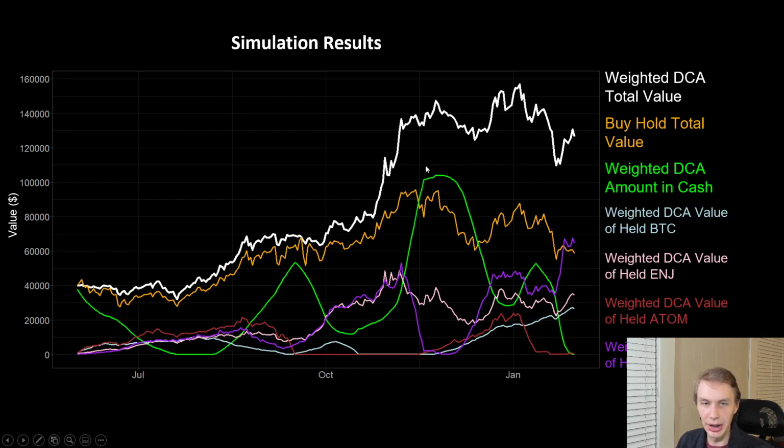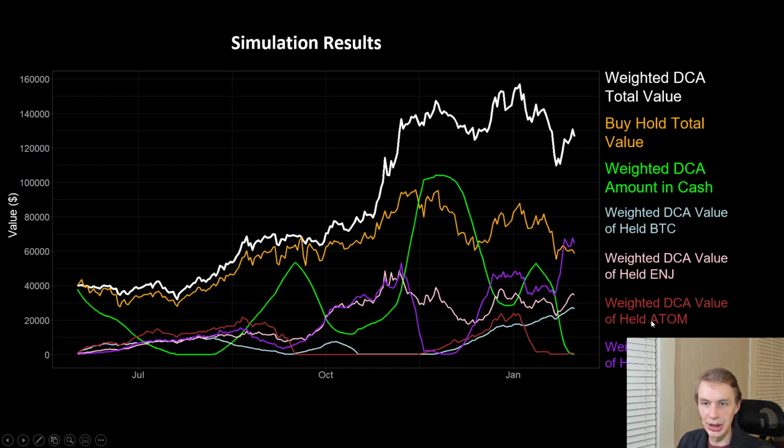And if we show these other lines, we can start to see how this happens. So again, the green line is the amount of cash on hand for the weighted DCA person. The light blue is, again, the Bitcoin held value in dollars. The pink is Engine Coin. So I should have mentioned the four assets we're looking at. So Engine Coin is another one that I have in here. Atom is another one here, Cosmos, and then Helium is the last one.